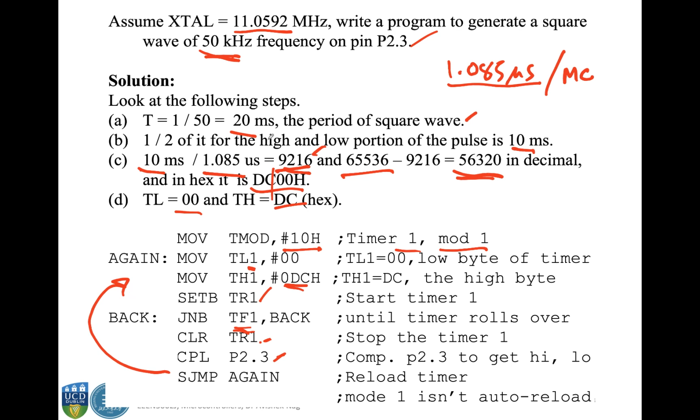In that case, you have to load TMOD with 01 hex, and then this should be 0, this should be 0, this should be 0, this should be 0, this should be 0. So you can choose any of the timer and you can write the code.